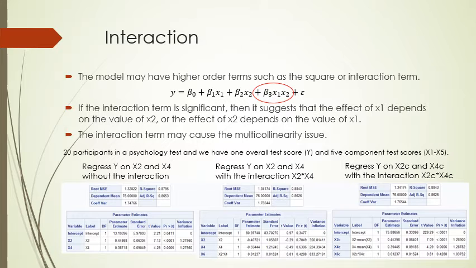In the psychology example in lecture 17, we may regress the overall test score y on x2 and x4 without the interaction. Both x2 and x4 are significant without multicollinearity issue since the VIFs are only 1.27. However, when we add the interaction term, x2 multiply x4 as x6, then all terms are highly correlated and the VIFs are all above 100.